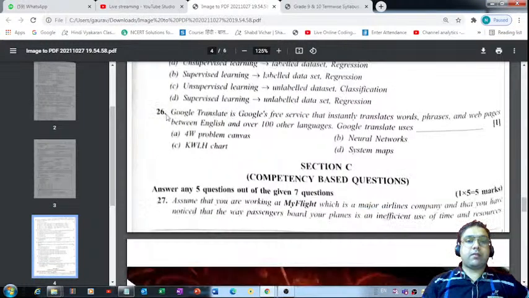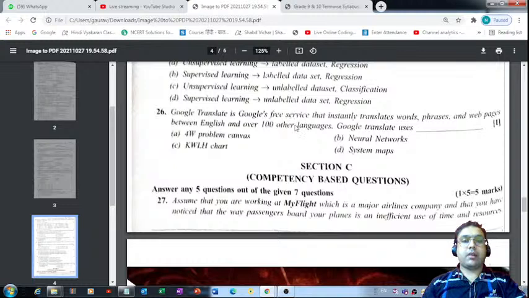Question 26: Google Translate is Google's free service that instantly translates words, phrases, and web pages between English and over 100 other languages. Google Translate uses... So which technique does Google Translate use for doing this?